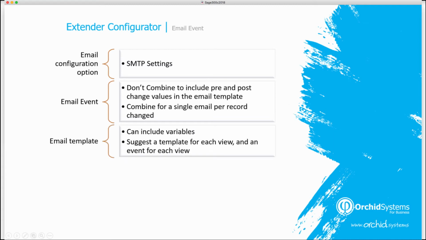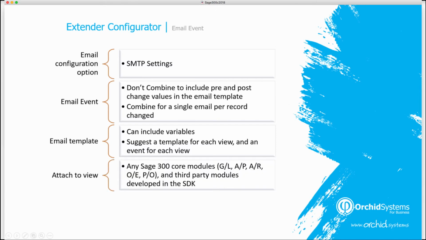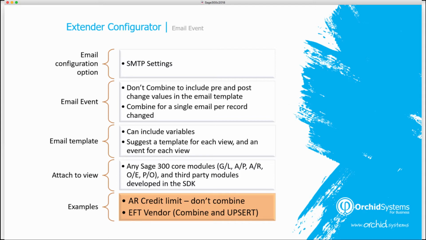The email template can include variables, and generally you'd have a different template for different views and different events for different Sage 300 views, because your email content will be different, whether you're notifying that something has changed on a customer or on a vendor or on an order. Again, we can attach our email notification to any Sage 300 core modules, GL, AP, AR, and third-party modules. The examples we're going to look at are sending an email when the AR credit limit changes, and sending an email when the EFT vendor details are changed.